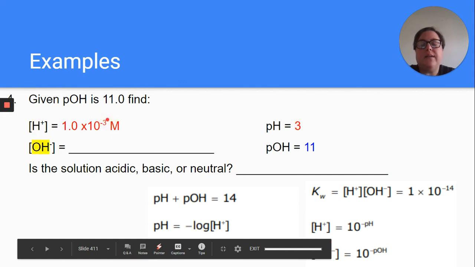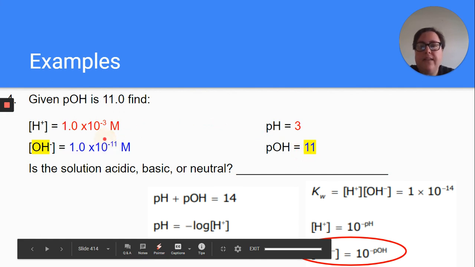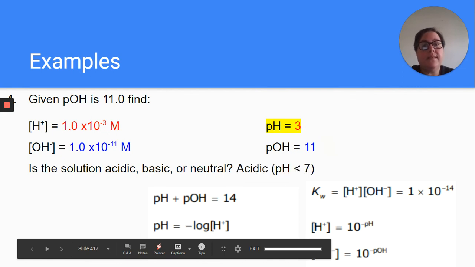To find hydroxide, we're going to do the same type of thing, but we're going to use pOH instead. So if my pOH is 11, my exponent then has to be negative 11. So we get 1 times 10 to the negative 11. So my exponents add up to negative 14. My pH and pOH add up to 14. So to figure out if it's acidic, basic, or neutral, remember we look at pH. You can only look at that value. So since 3 is less than 7, it would be acidic. It's acidic because the pH is less than 7.